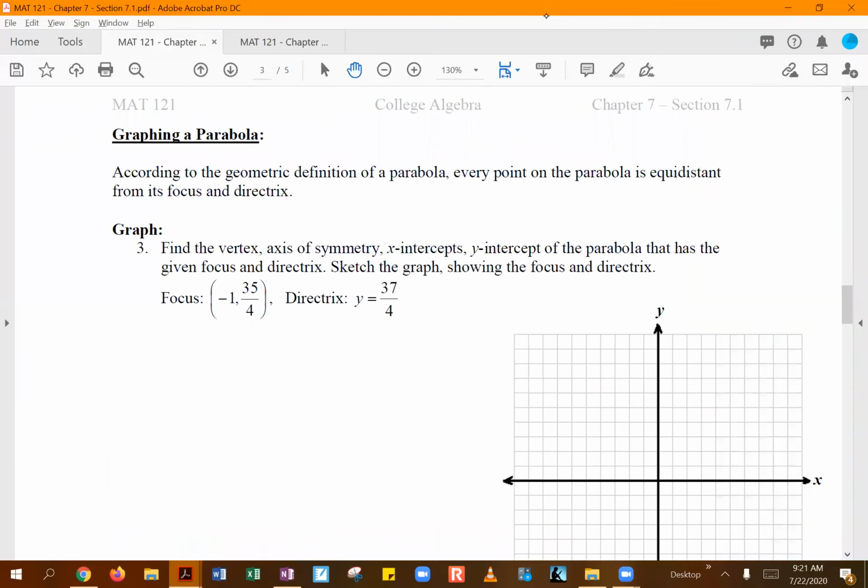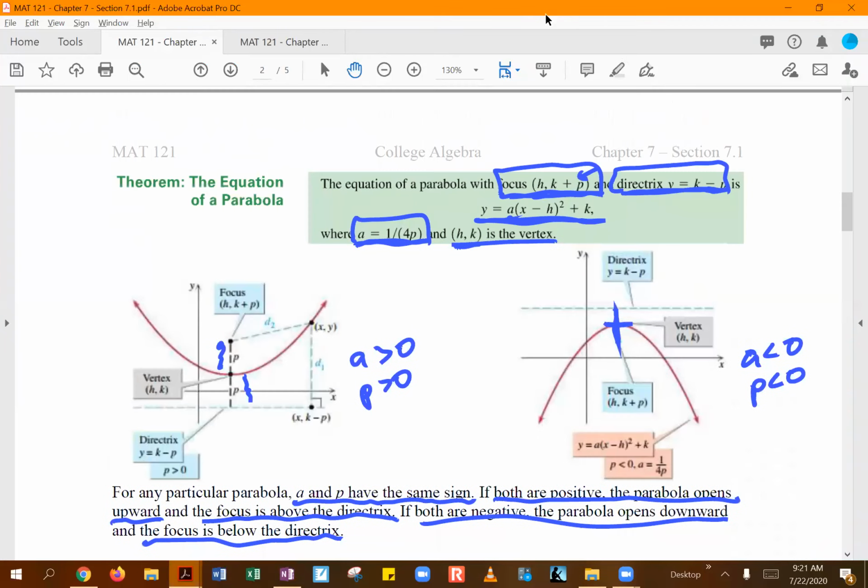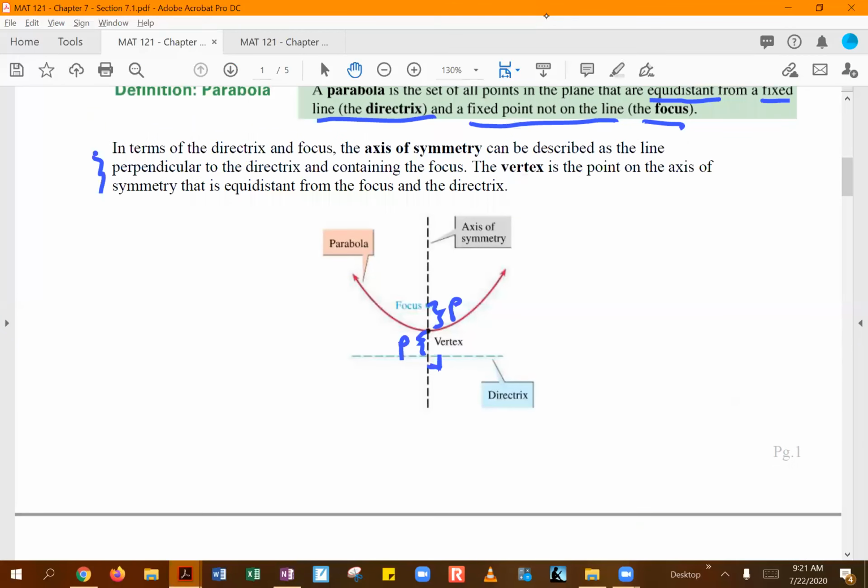Alrighty. The next part we are talking about is graphing these parabolas. So according to the geometric definition, every point on the parabola is equidistant from its focus and directrix. So let me just talk about that a little bit here. So what they are basically saying is if you take a distance, let's say we have this point over here. If you take the distance of this point from the focus and the distance of this point from the directrix, that distance is going to be the same. So this distance here will be the same as this distance here. And this is true for all points on that curve of our parabola.